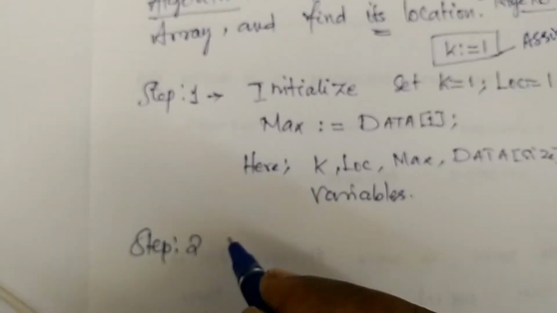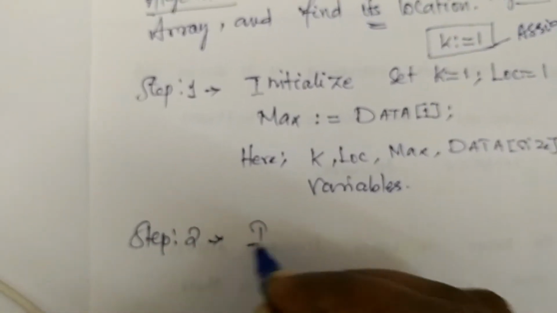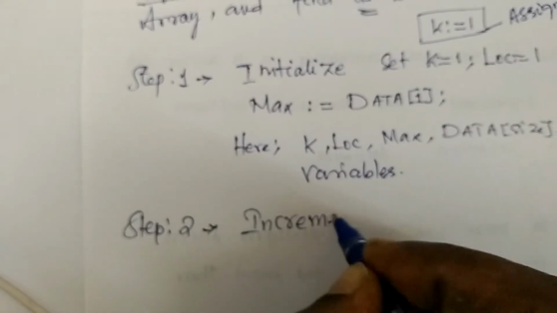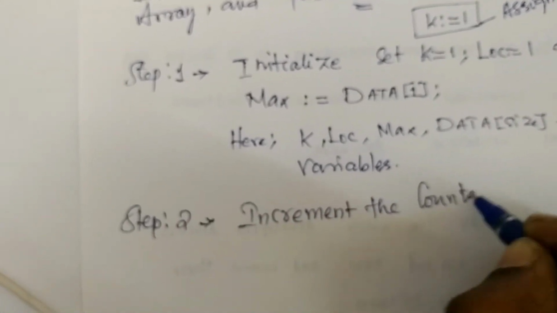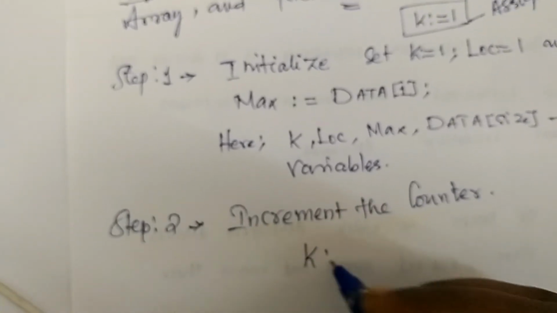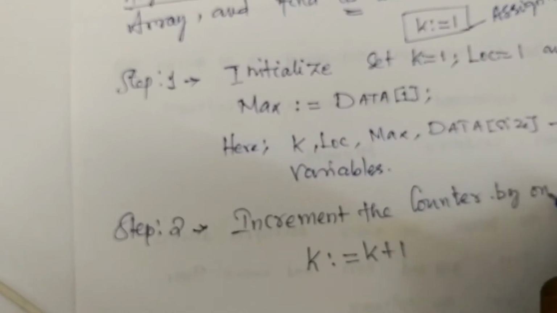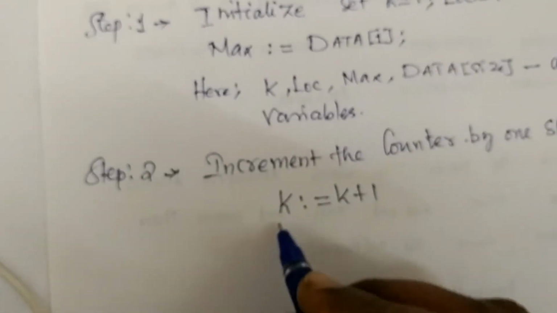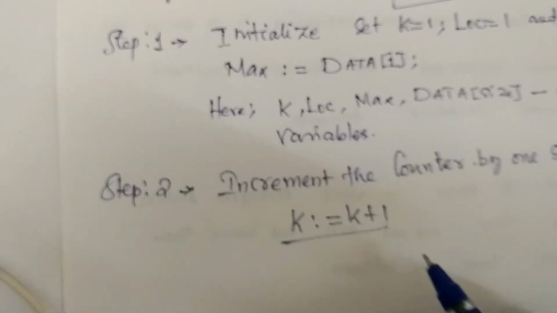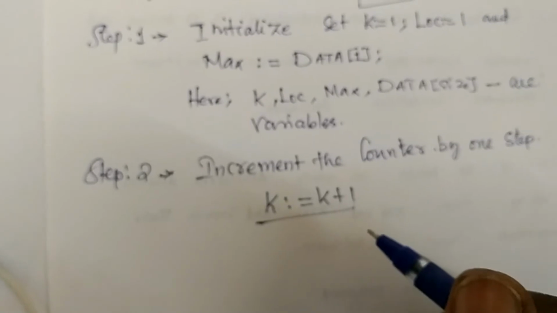Step number 2: increment the counter. Here the counter variable K is incremented by 1 at each step. The definition is K equals K plus 1.